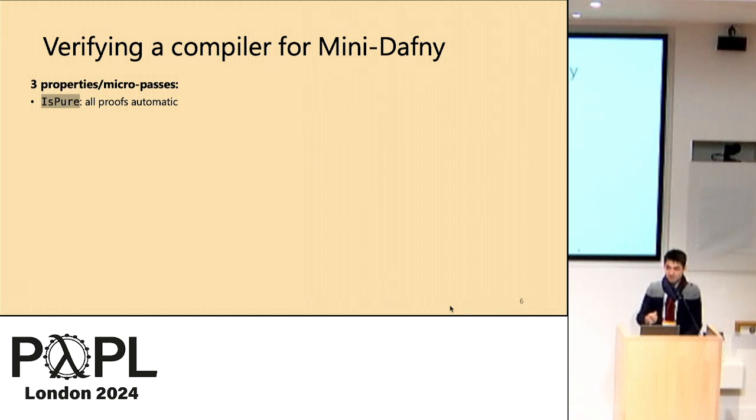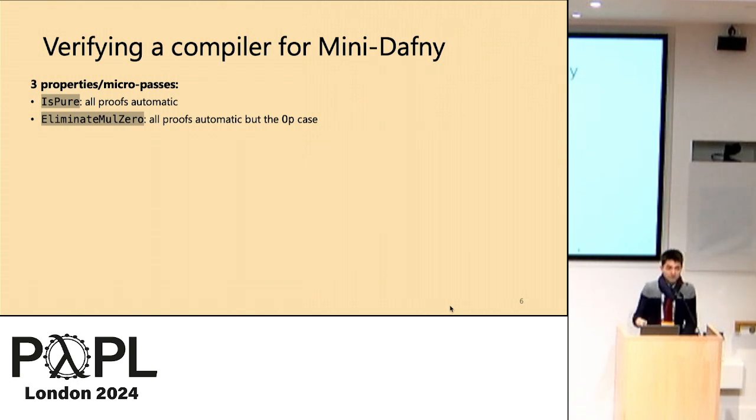Something interesting is that the proof of is pure is quite simple. All you need to do is, once again, to set up the inductive structure of the proof. And then, once we've done that, Dafny's high level of automation takes care of everything. So here we just had to instantiate the inductive principle, and then we got the proof for free.